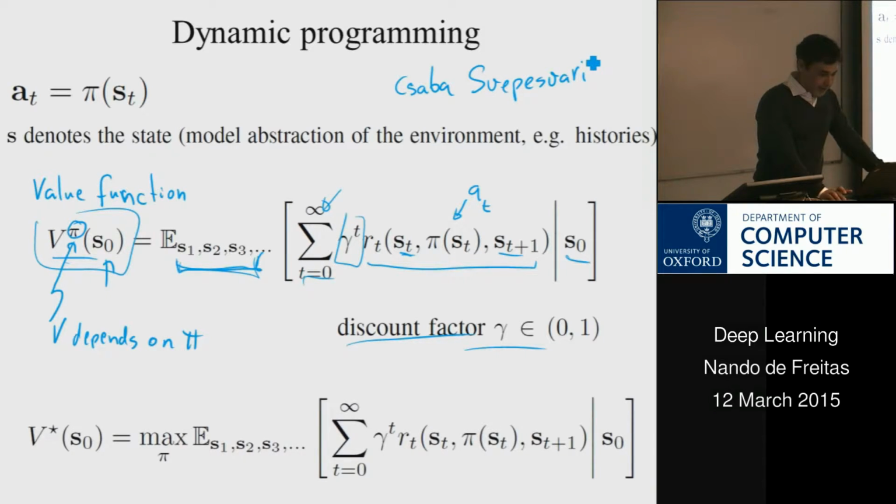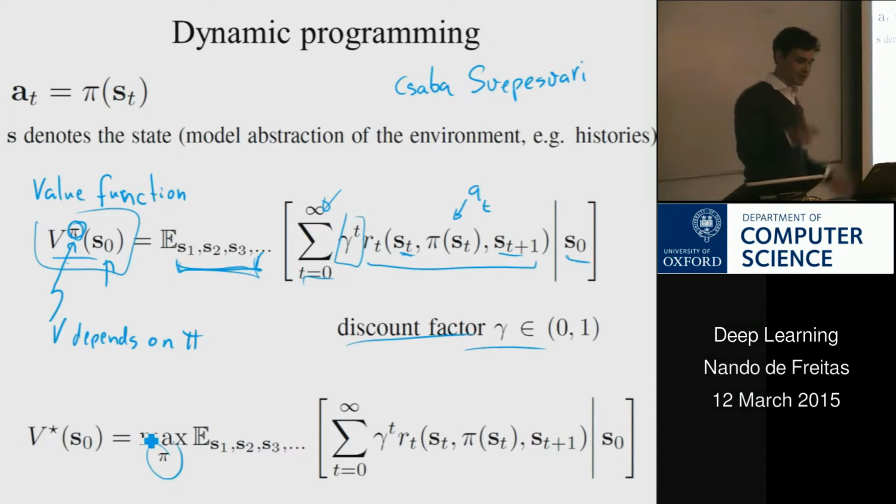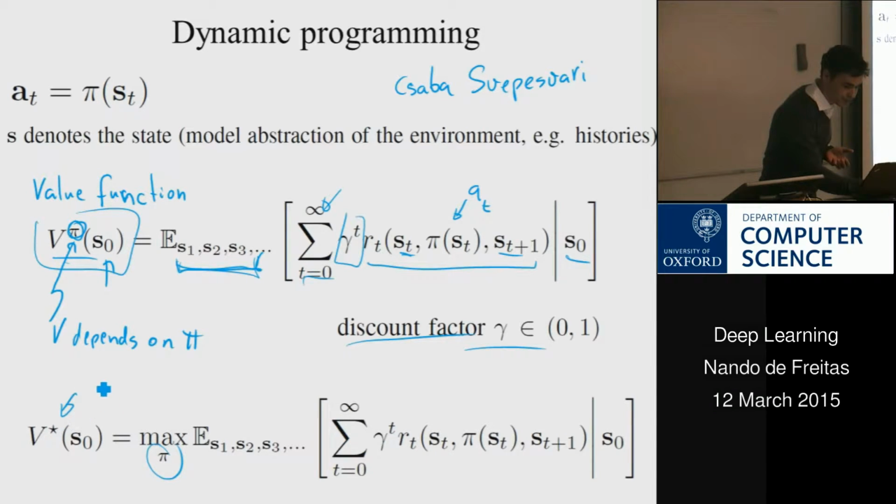So I already mentioned this, but this is the value assuming a particular policy. And then we also can think of the value assuming the best possible policy. So if the policy was continuous, I guess I will replace the max by a sup, but this will be the best value, or a better word, the optimal value.